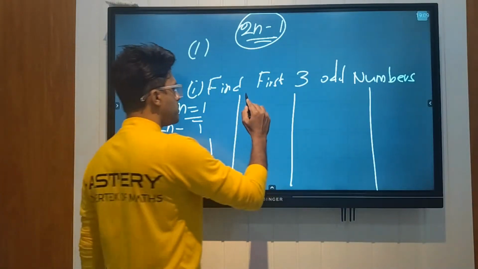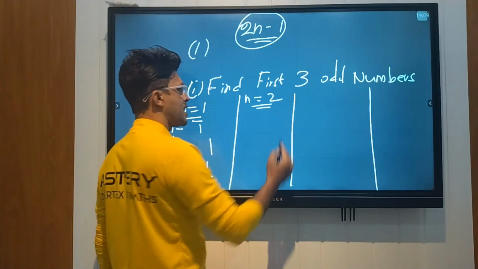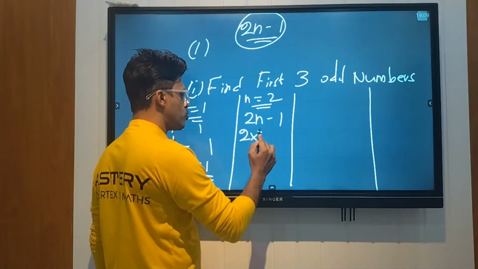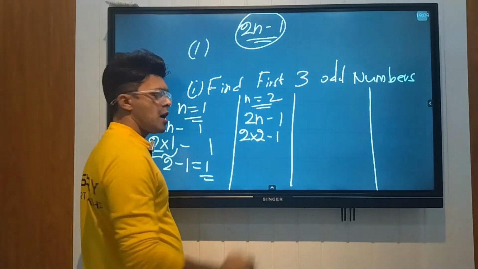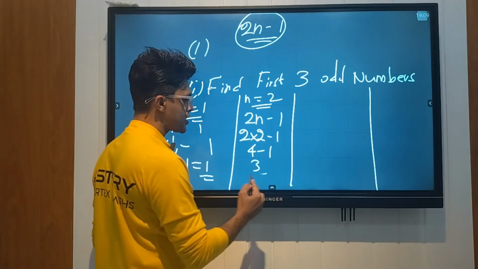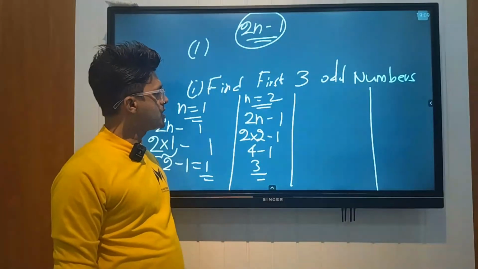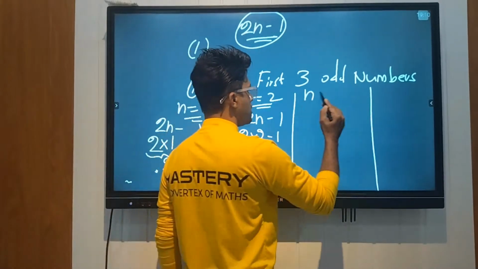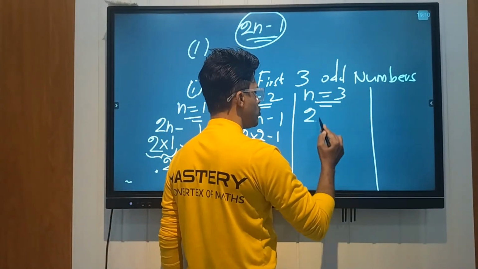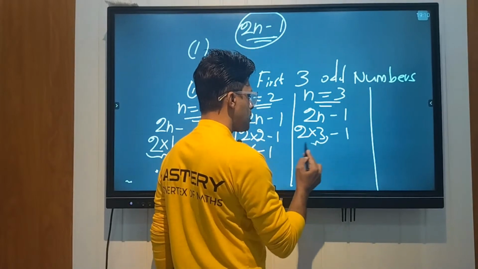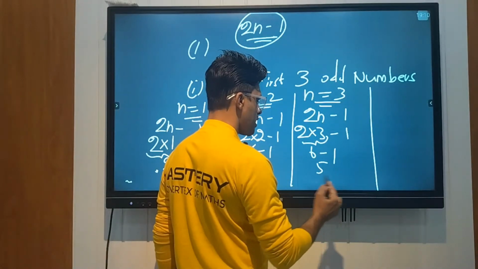The second odd number, we are able to get by substituting n equals 2 in 2n minus 1. So 2 times 2 minus 1. 2 times 2 is 4, 4 minus 1 is 3. So we could get the third odd number as well. n equals 3, so 2n minus 1 is 2 times 3 minus 1. 2 times 3 is 6, 6 minus 1 is 5.